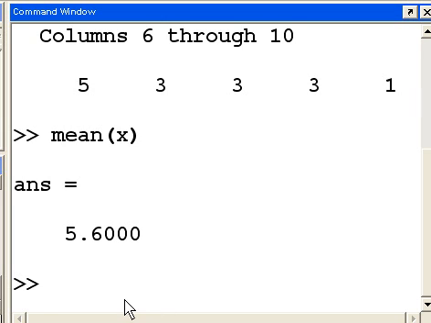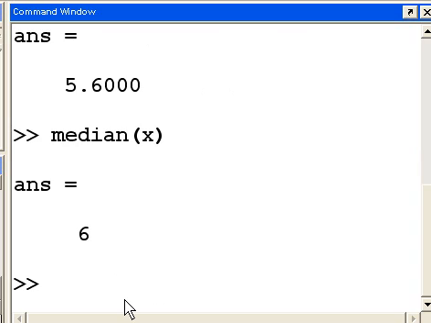That's called the median. Line them up from low to high, go to the midpoint. That's your median. So I key in median of the x vector, and I get 6.